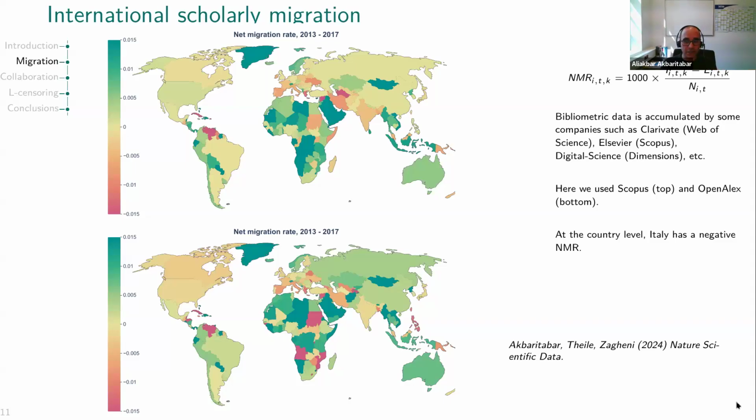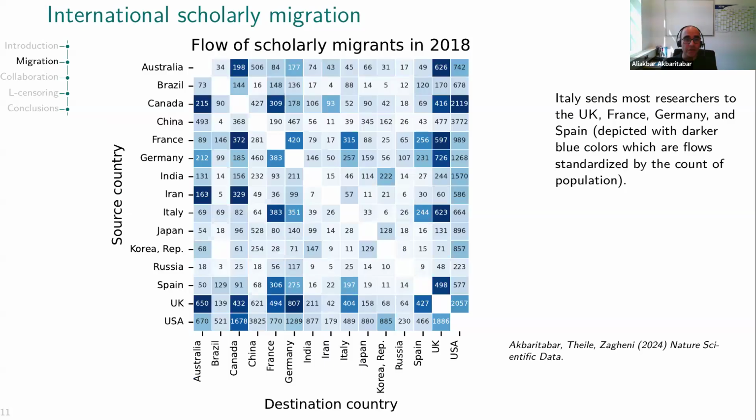For example, a country like Italy has a negative NMR, net migration rate. That means they send more scholars elsewhere than they receive. We can look at this from origin and destination country perspective too, so to construct flows. And this allows us to see, for example, that Italy has sent most scholars to places like UK. On the y-axis is the source country, and on the x-axis is the destination. So it has sent most scholars to the UK, France, Germany and Spain. These are the type of analysis we can do, and of course you can take this data and add more to it.